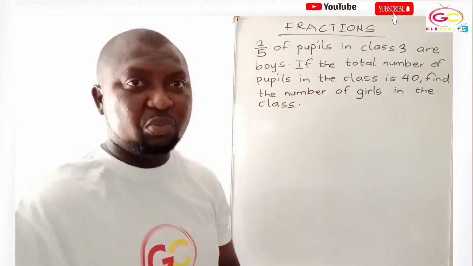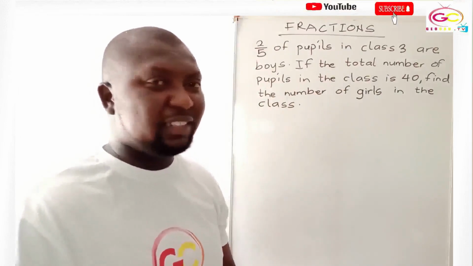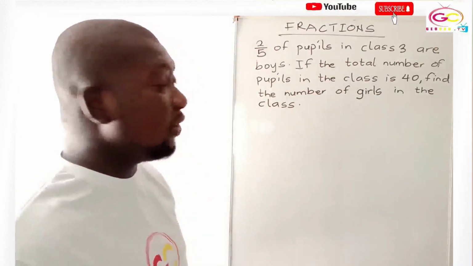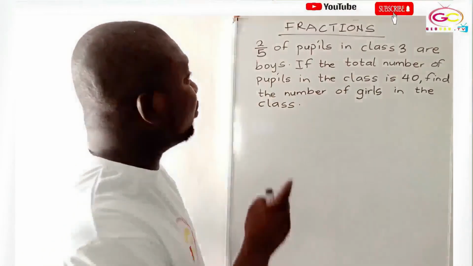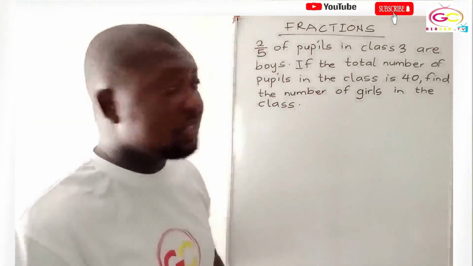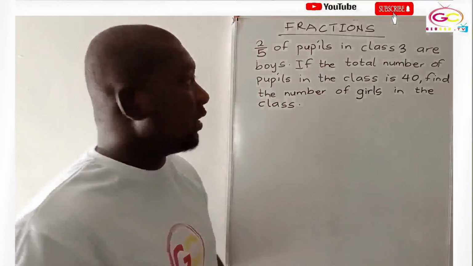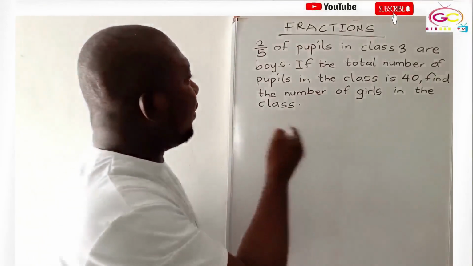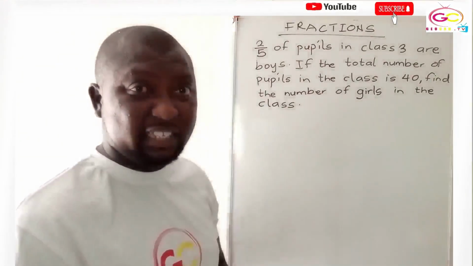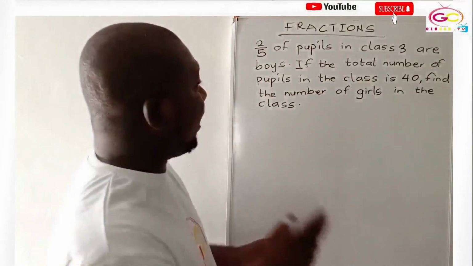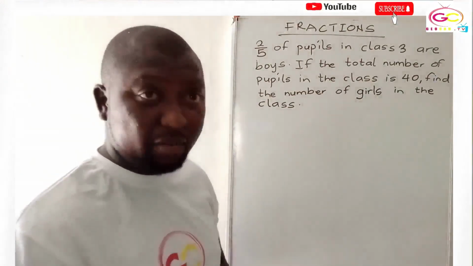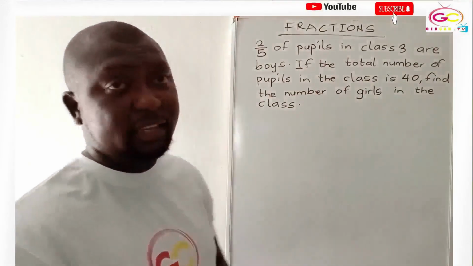I welcome you all to Solvemath. Yes, let's tackle this question on fractions. What do we have? Pay attention. We have 2/5 of pupils in class 3 are boys. If the total number of pupils in the class is 40, now find the number of girls in the class.